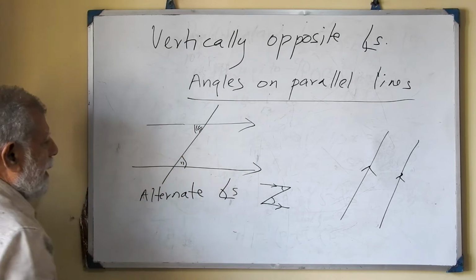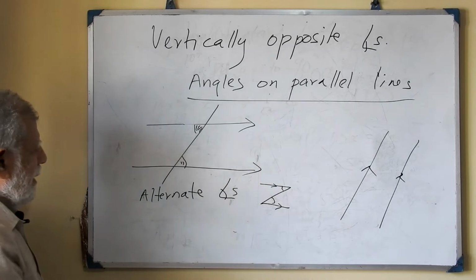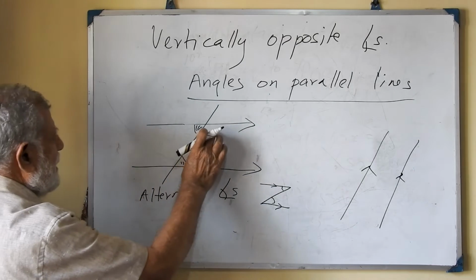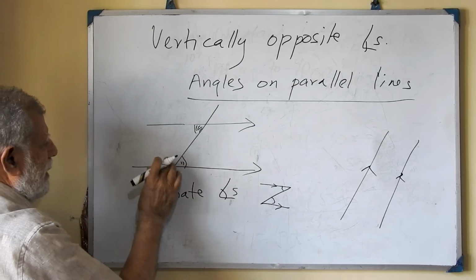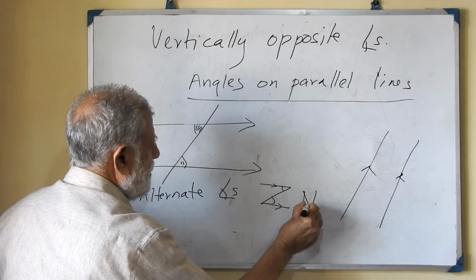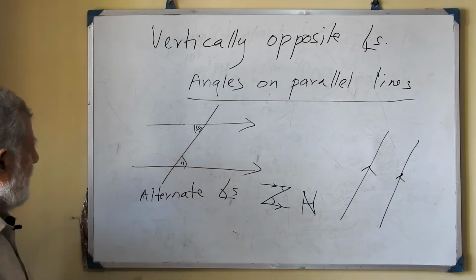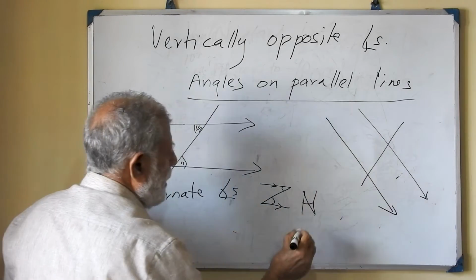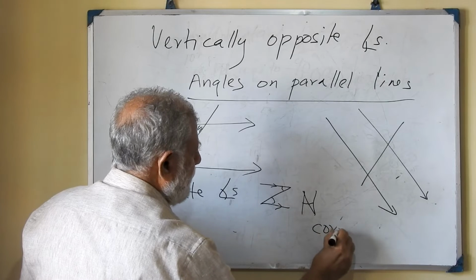Alternate angles are equal. So we have another pair of alternate angles here, this one and this one. We can have an N also. Alternate angles. So that is one pair. Then we have another pair of angles. It is called corresponding angles.